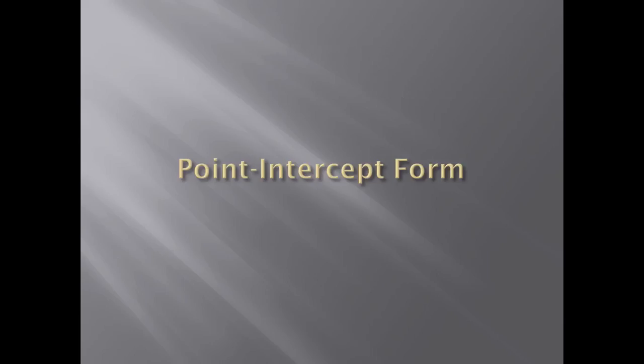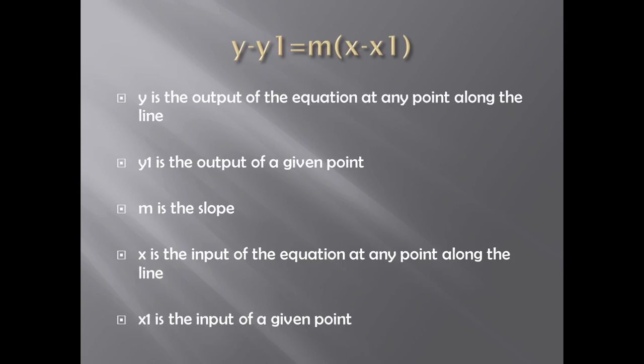Now the point-slope form. Basically, we're going to explain the equation y minus y1 is equal to m times x minus x1. So again, we have y as the output of the equation. Well, y1 is the output of a given point on the line. m is again your slope, x is the input again, and x1 is the input of that given point. So we're going to explain that further. But first we're going to learn how to solve for that.